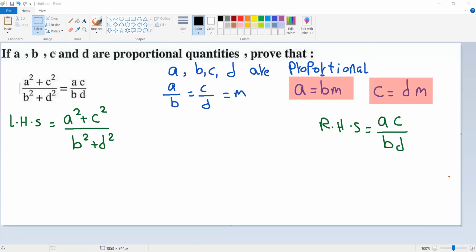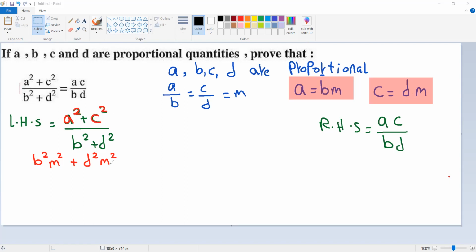Once again, if A, B, C, and D are proportional quantities, prove that. This is the left-hand side and this is the right-hand side. Write the left-hand side and substitute. Instead of A, we are going to write Bm, but it's A raised to the power of 2, so it's B to the power of 2, M to the power of 2, plus C to the power of 2. C to the power of 2 is D to the power of 2, M to the power of 2. Do you know why? Because C is equal to dm. Here we have C to the power of 2.